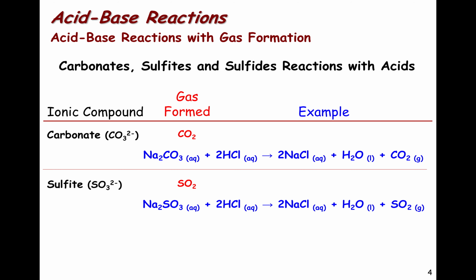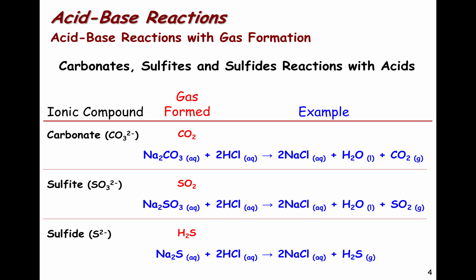There are a couple of other examples of gas forming reactions. Sulfites will also produce a gas when reacted with an acid. In this case, the gas is sulfur dioxide. The reaction is very similar to the carbonate reaction. And then finally, sulfides will also produce the gas hydrogen sulfide. This is the stink of rotten eggs that is produced.